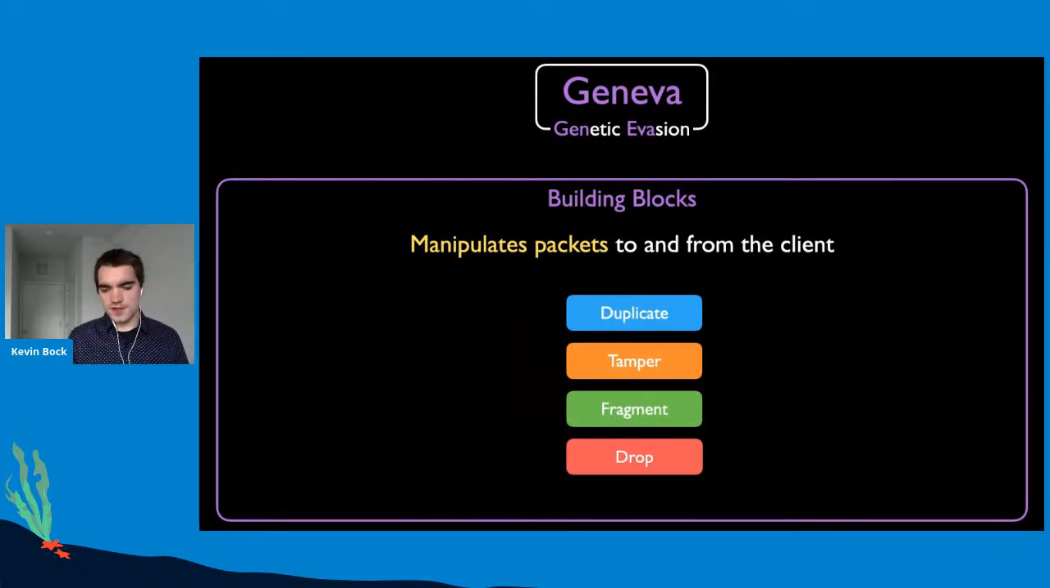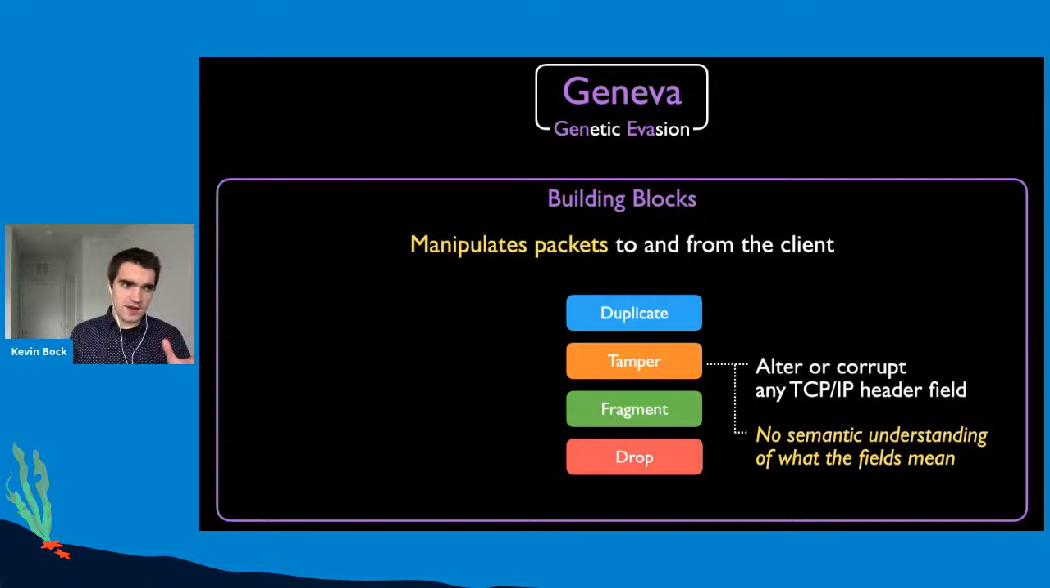And I'll call out two things specifically here. So duplicate, you take one packet, you have two packets. Tamper is exactly what it sounds. You take one packet and you change it in some way. Fragment, you take one packet and you split it, and now you have two packets. And drop, you have one packet and you drop it on the floor, and it's gone. And like I said, I'll call out two things specifically here.